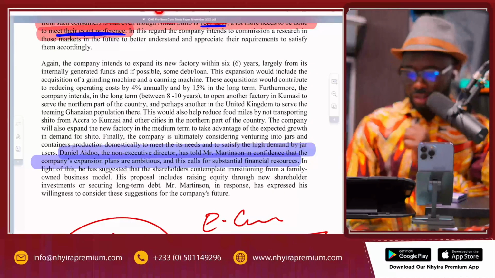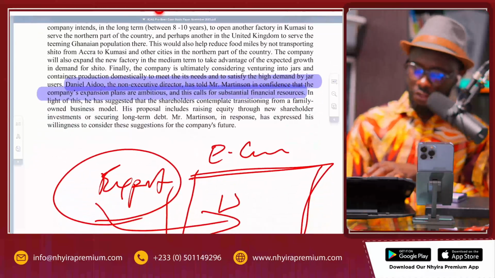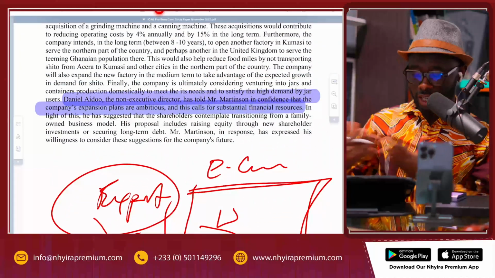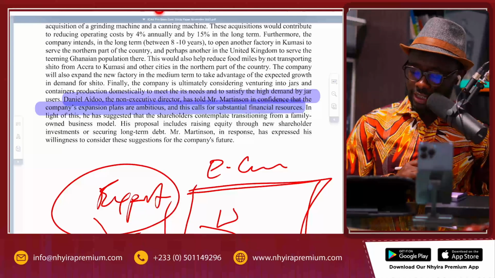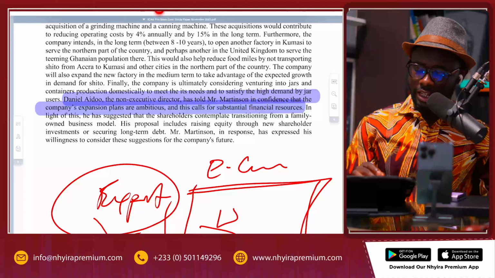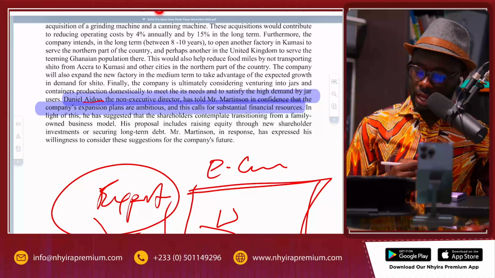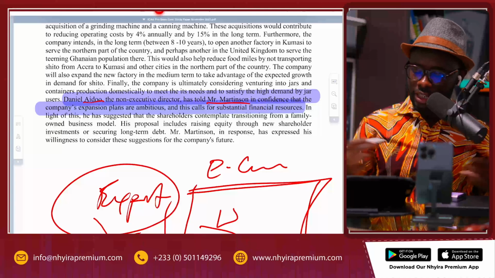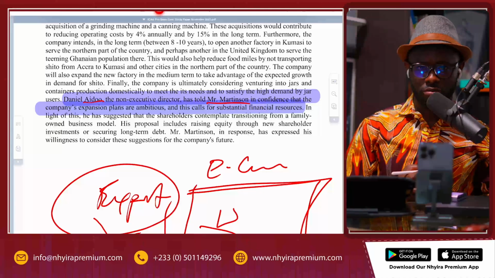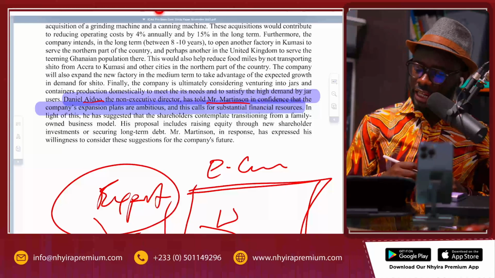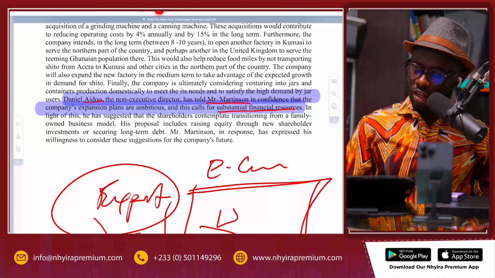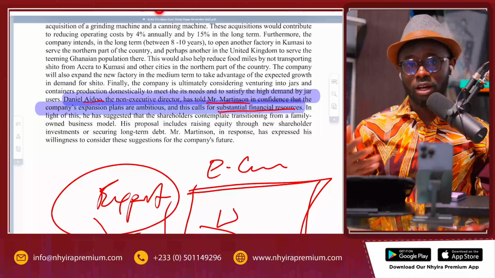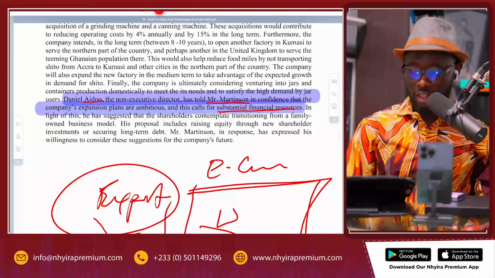So that's the third thing that I want to draw your mind on. The fourth thing, which I think will be the last one, will be what we've discussed already, but I still want to bring it to your attention so you get it. It says that Daniel Edu, the non-executive director, has told Mr. Martinson in confidence that the company's expansion plans are ambitious, which you expect to be, and this calls for substantial financial resources. Okay, and we've spoken about the various ways that they can fund this thing.